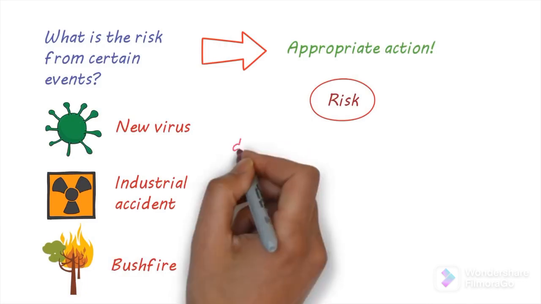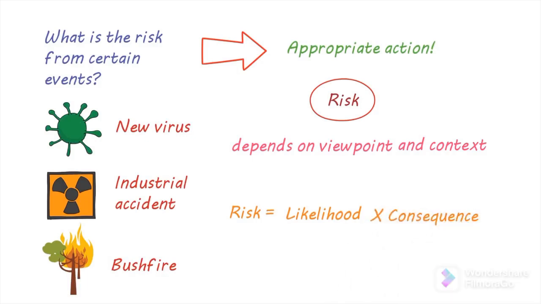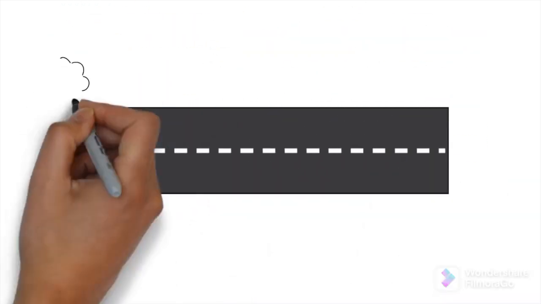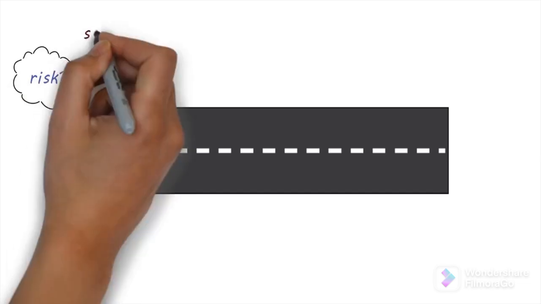Risk can mean different things to different people and in different contexts. But in very simple terms, risk can be thought of as the product of how likely someone is to be exposed to something bad, a hazard, and the consequence, which is how bad the outcome will be. Let's have a look at an example. Say you have to cross a road and you're trying to figure out what the risk associated with this is. Let's take a look at some different scenarios.